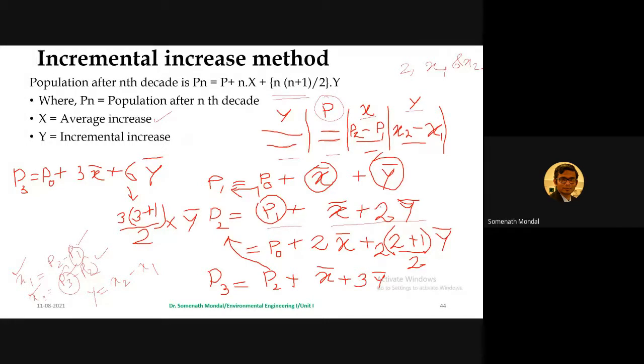So n into (n plus 1) by 2, that is what we are going to get. Through that formula, if we calculate P3, we get P0 plus 3x plus 6y. How 6y? Here we have n equals 3, so it will be 3 into (3 plus 1) by 2 into y, which is basically 6y. Likewise, you can calculate without making the table. However, we always suggest you do this particular problem in tabular form. This is very, very convenient.